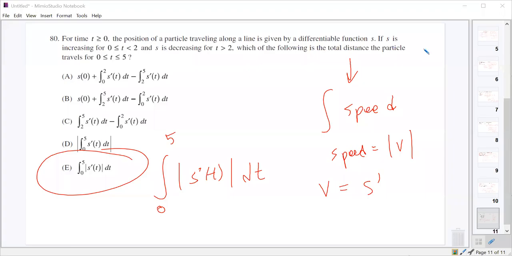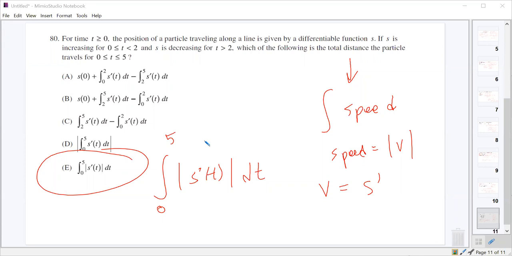All right, we'll real quickly just go back over this. So we had the function s, which was our position function, and s prime would be our velocity function, and speed is our absolute value of velocity. And so in order to figure out the total distance traveled from 0 to 5, we'd integrate from 0 to 5 the absolute value of our speed function.